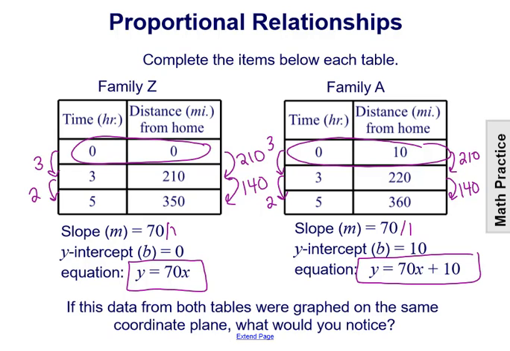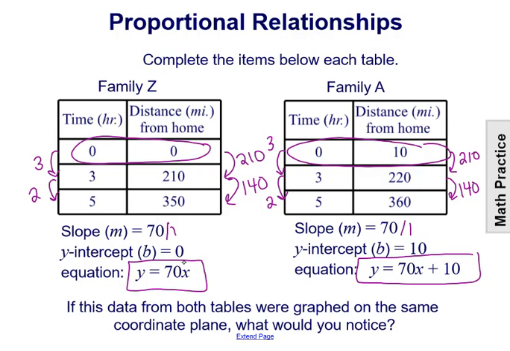If this data from both tables were graphed on the same coordinate plane, what would you notice? Well, you should see that they both have the same slopes. They have the same slope of 70 over 1, but both equations are starting at different y-intercepts. Family Z's equation would be starting at the origin, versus family A's would be starting up at 10. So you see you have an equation that goes through the origin with the slope versus an equation that has almost been translated up to that 10 and then has the same slope. So they would have the same graph just in different spots. You can think different places on the coordinate plane.